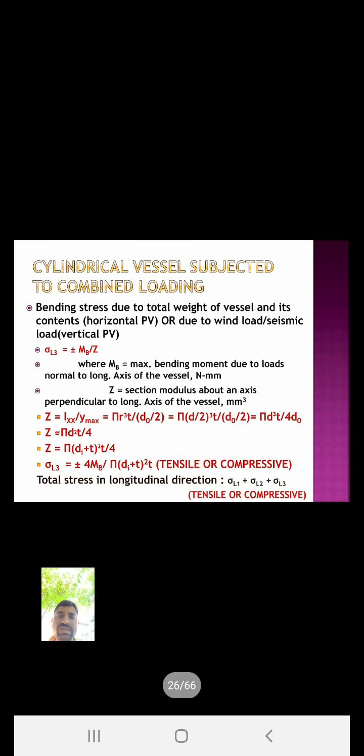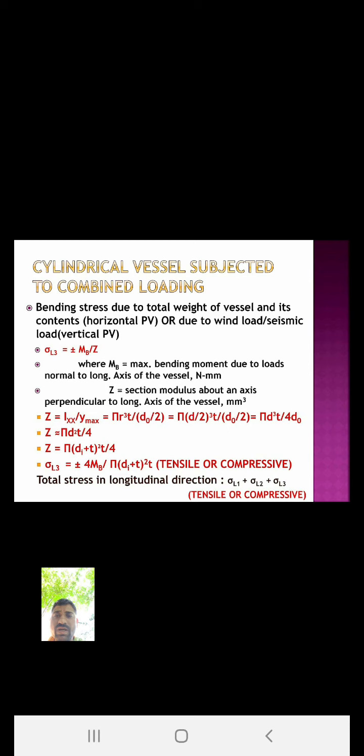And third is the bending stresses due to the total weight of the vessel and its contents in the horizontal pressure vessel, or due to the wind load and or seismic load in the vertical pressure vessel. Okay, both horizontal and vertical pressure vessels. Already we have calculated sigma L1 and sigma L2. We consider here sigma L3 for the maximum bending stresses induced in the given pressure vessel.